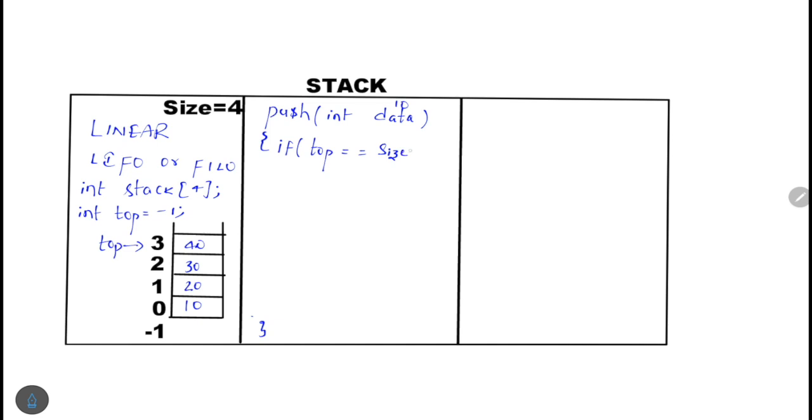If size is equal to 4, in our case, then it should be 3, right? Total 4 minus 1, which is 3, is the last index position. So if your top is pointing to the last index position, your stack is full. So we print here, like I'm simply specifying a printf, printf overflow condition. What is the meaning of overflow?